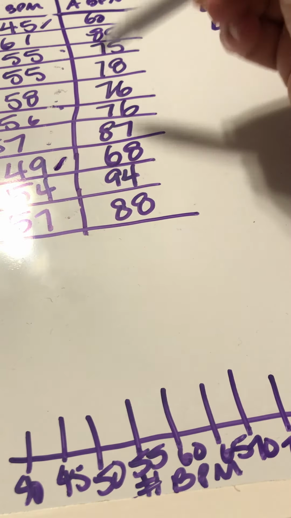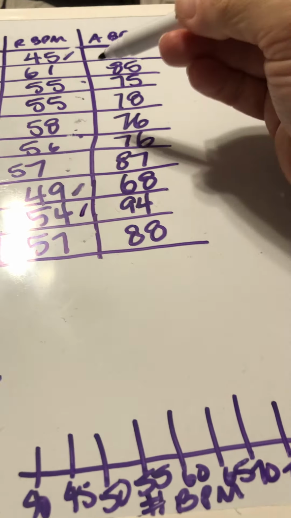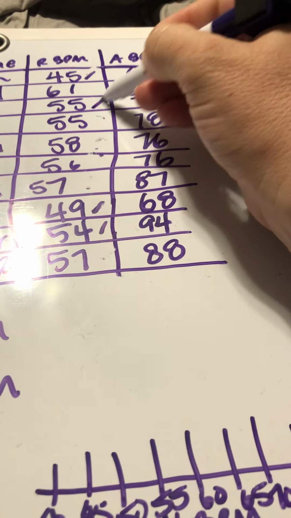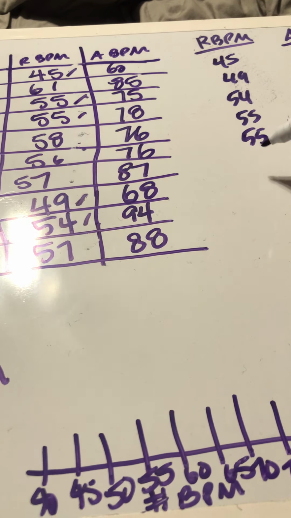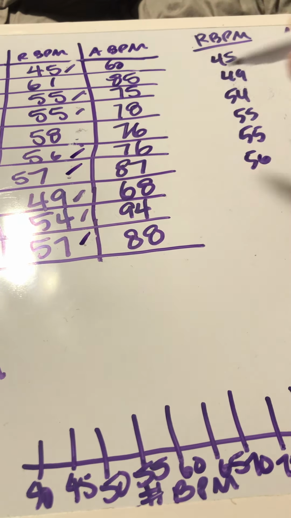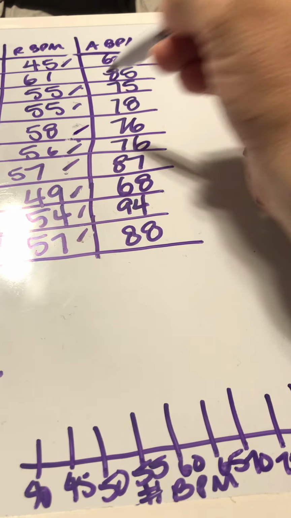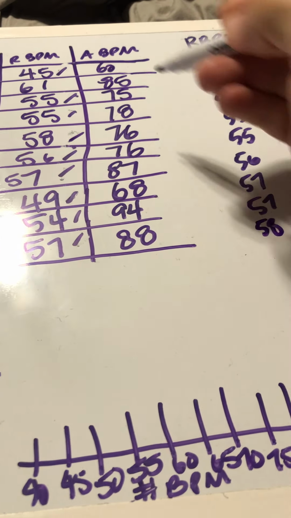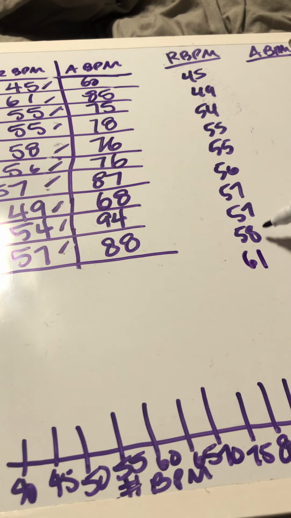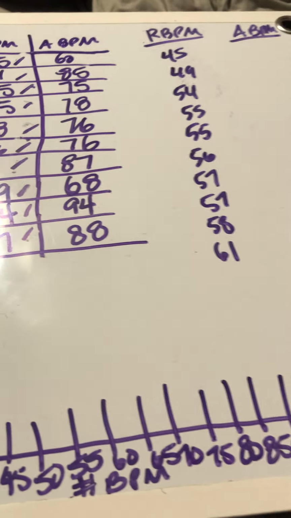Okay, so then I'm looking at the 50s. I have 54, and then I have two 55s. Then I have 56. Then I have two 57s. Then I'm going to have 58. And then I'm going to have 61. So I have 1, 2, 3, 4, 5, 6, 7, 8, 9, 10. So I have all 10 of those.